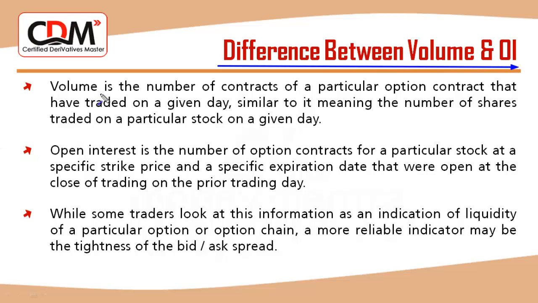Volume is the number of contracts of a particular option contract that have traded on a single given day. Suppose on the 10th of January, the total buyers and the total sellers who traded Tata Steel, say 500 shares have been bought and 500 shares have been sold, so the total volume is 1000 shares. So this is the number of contracts of any particular option contract traded on a given day. This is called the volume.